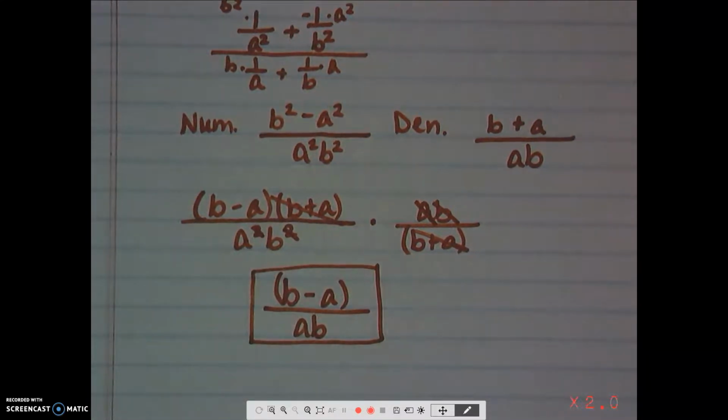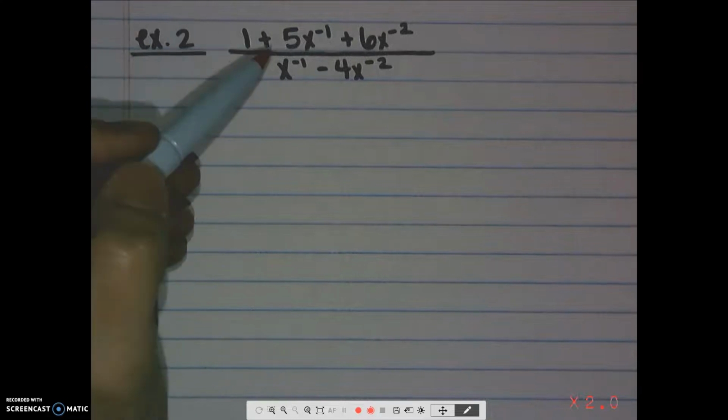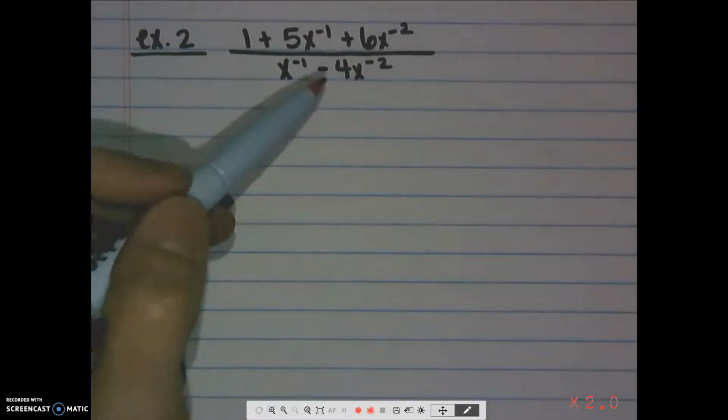Okay. So let's look at one more here. So we have 1 plus 5x to the negative first plus 6x to the negative second, divided by x to the negative first minus 4x to the negative second. All right, the only difference between the problem that we just talked about and this one is that here we have some coefficients that are other than 1, okay?